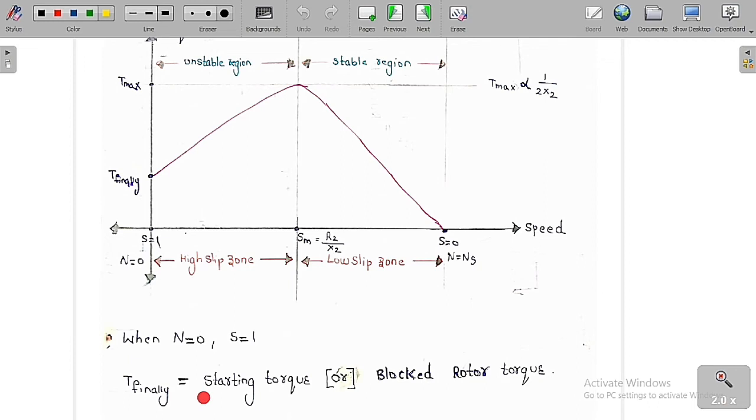T start is also called the starting torque, or we can simply call it the blocked rotor torque. Whenever the speed is equal to 0, the standstill condition, the slip is equal to 1. Therefore, it is also called the starting torque or the blocked rotor torque. These are the different names for the starting torque.